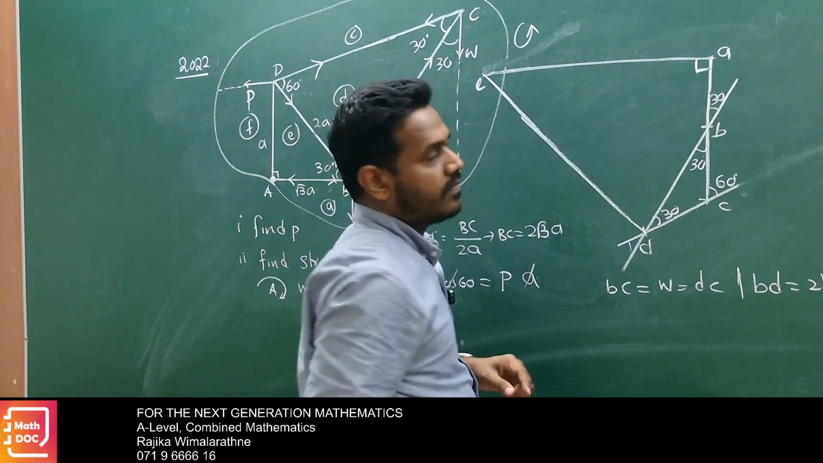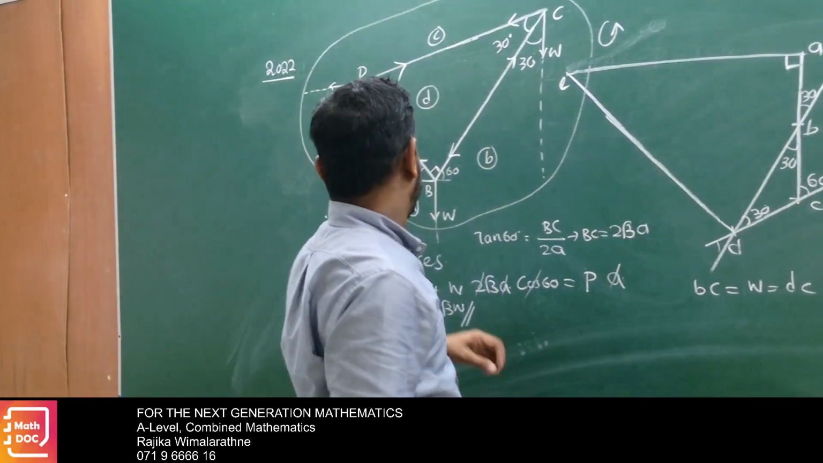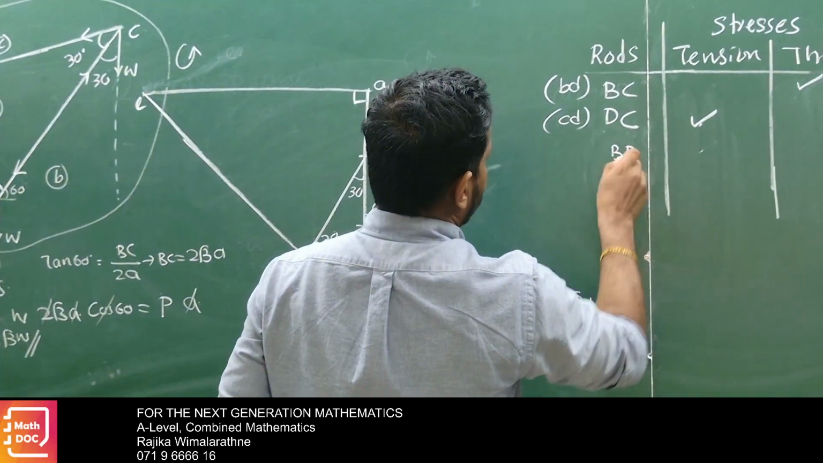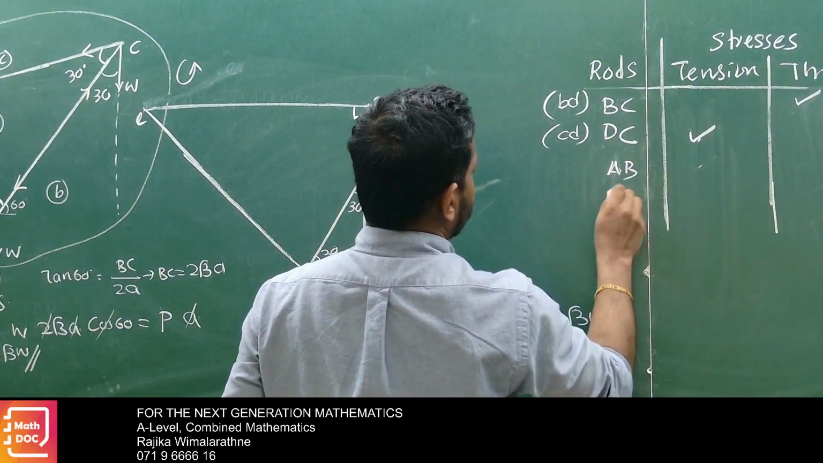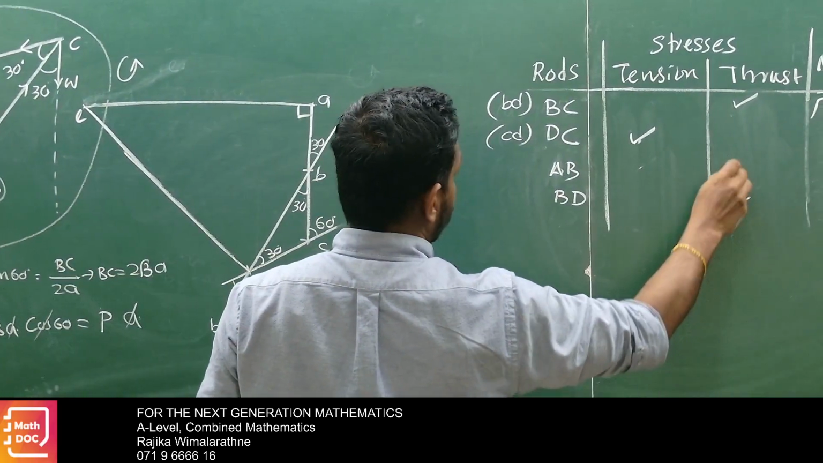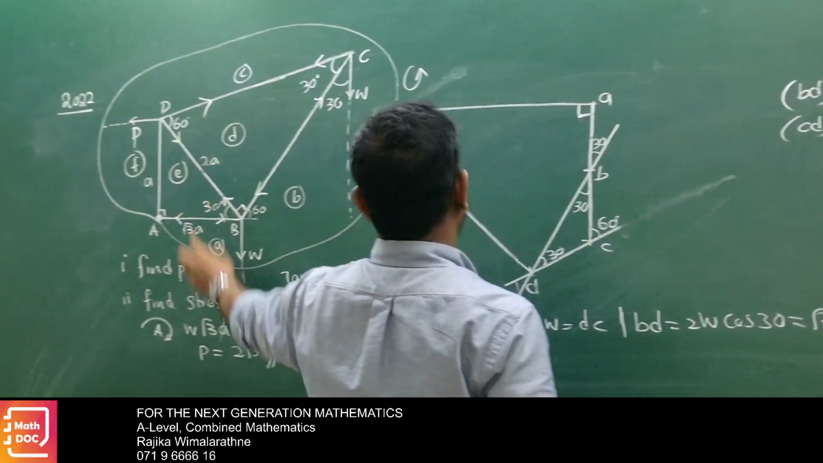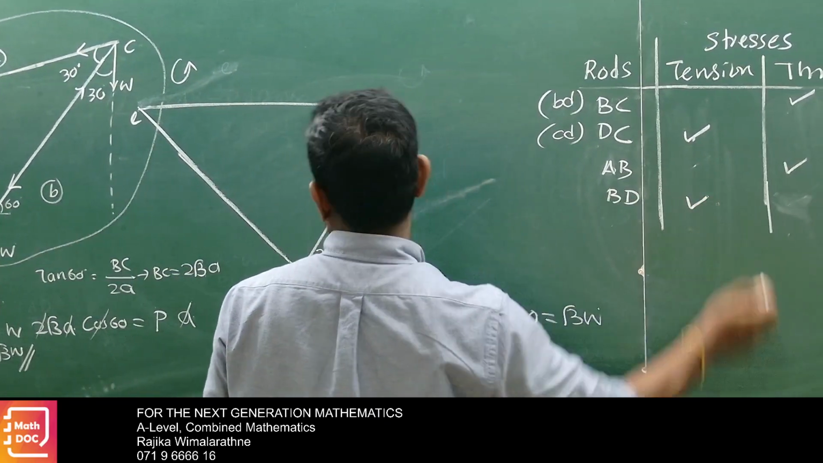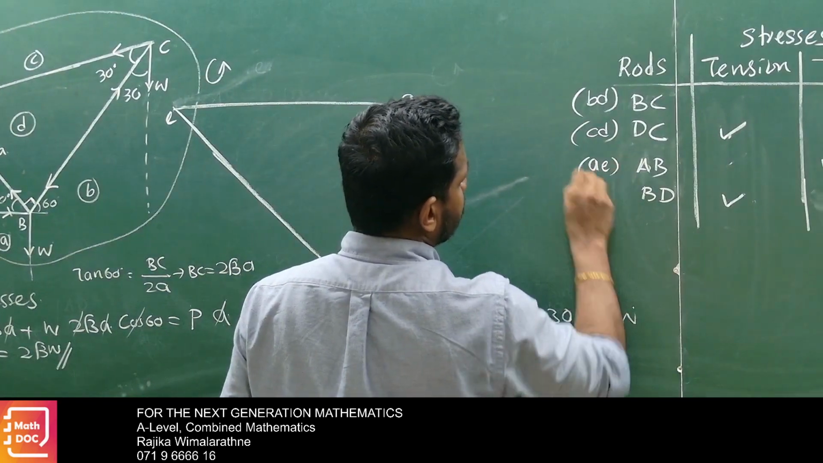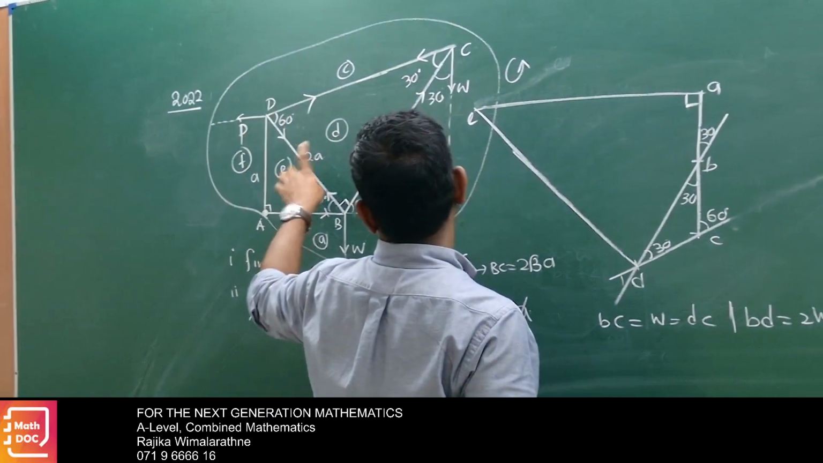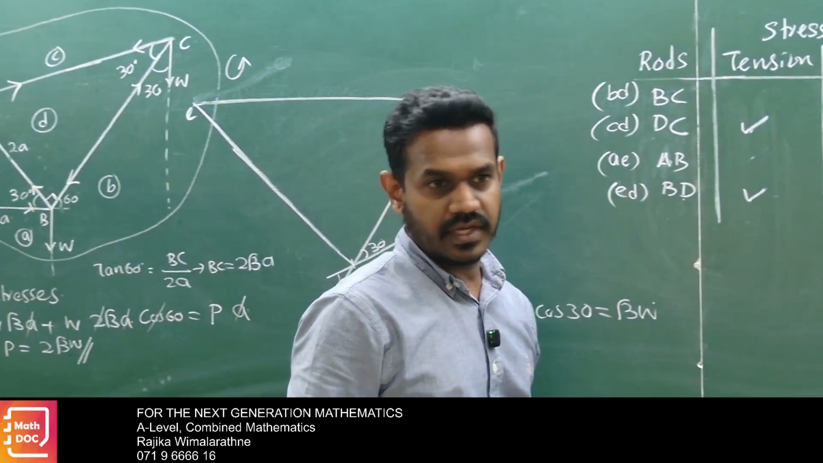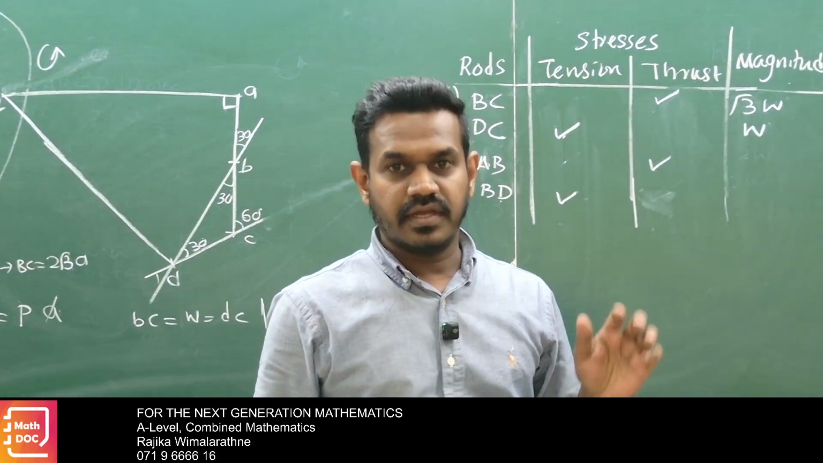Here 90, no? Now update the table BD and AB. AB thrust, BD tension. Then AB represented by AE, BD represented by ED. Okay? Continue.